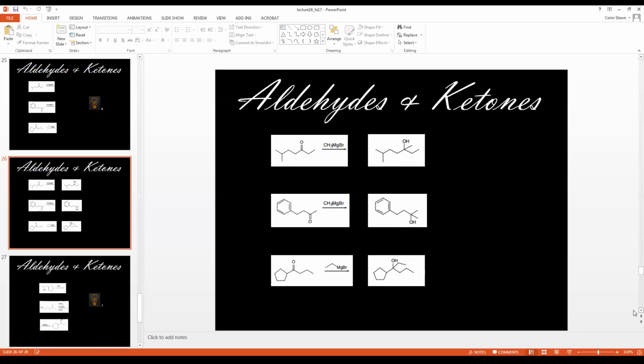So in this case, you should have seen the formation of alcohols. Grignard reactions with ketones are always going to generate alcohols. In this case, we're generating tertiary alcohols.